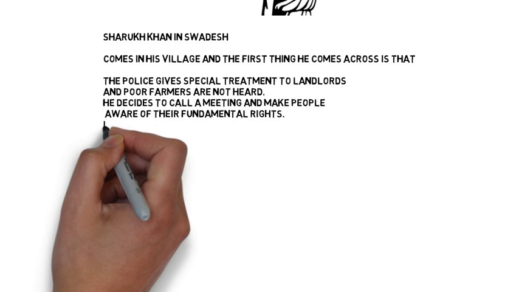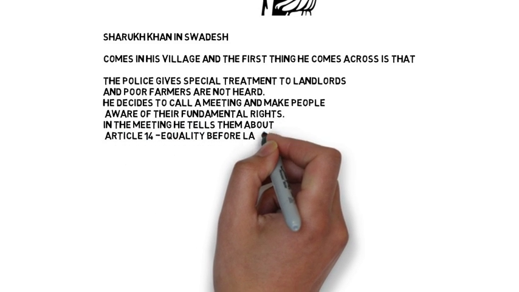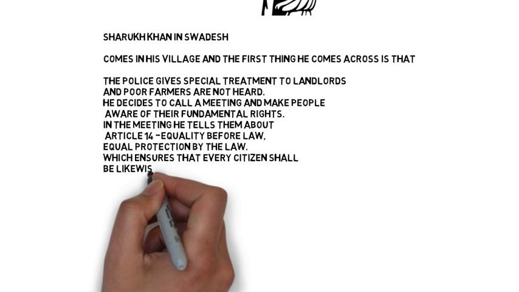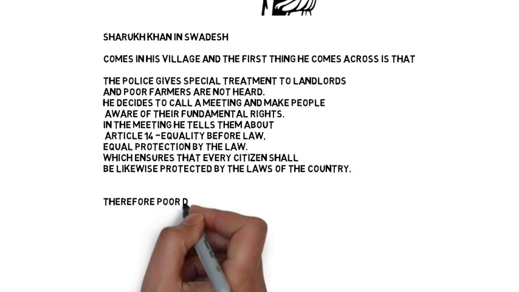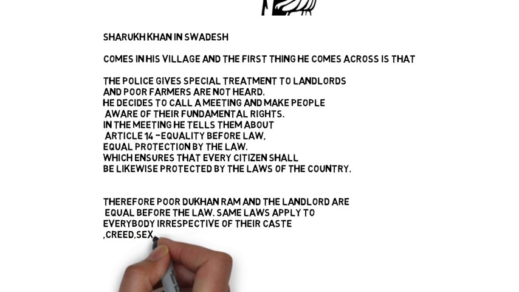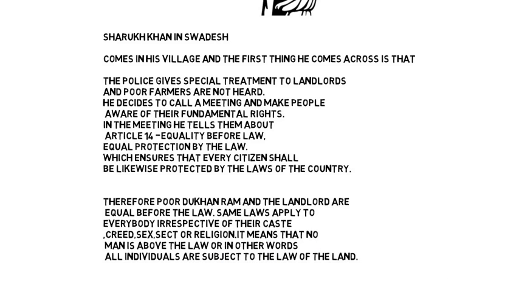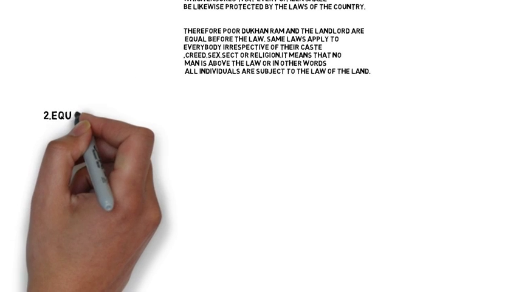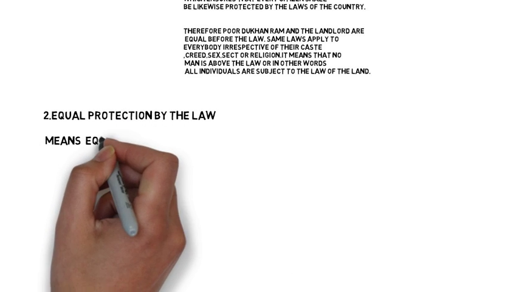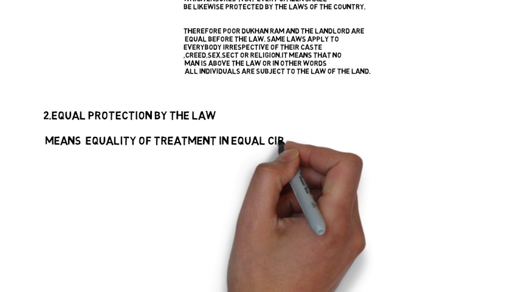In the meeting, he tells them about Article 14, equality before law and equal protection by the law, which ensures that every citizen shall be likewise protected by the laws of the country. Therefore, poor Dukhan Ram and the landlord are equal before the law and the same laws apply to everybody irrespective of their caste, creed, sex, sect or religion. It means that no man is above the law, or in other words, all individuals are subject to the law of the land.